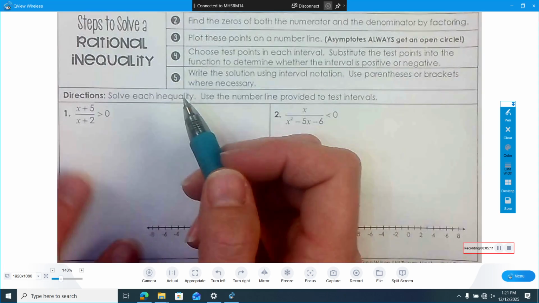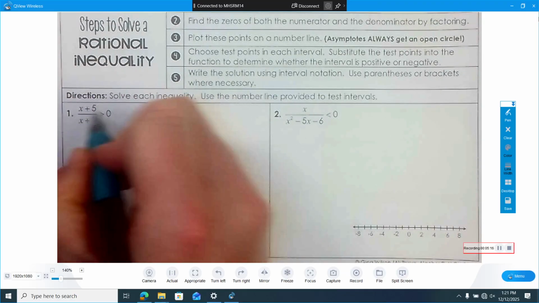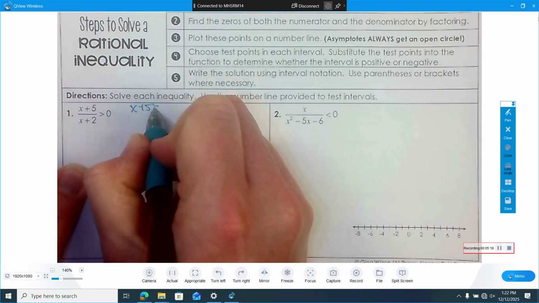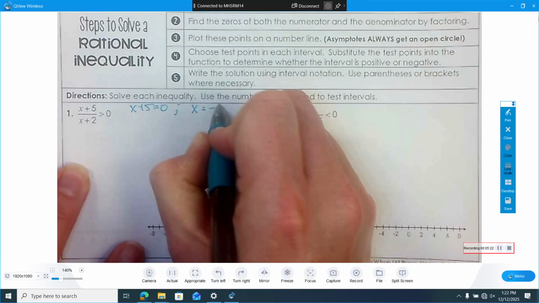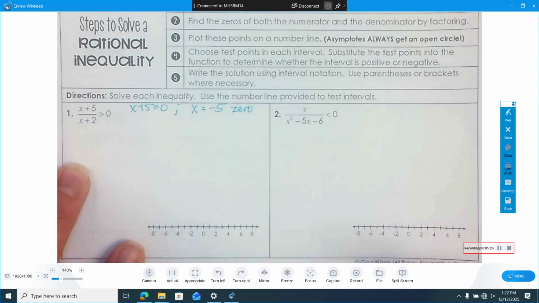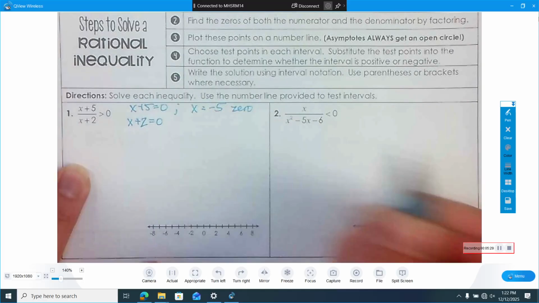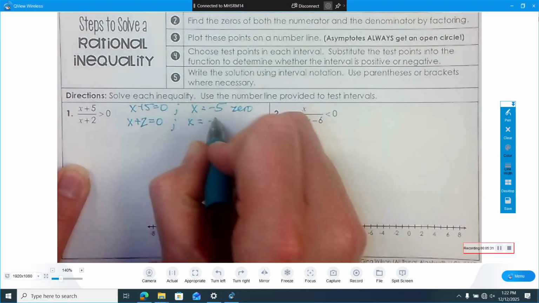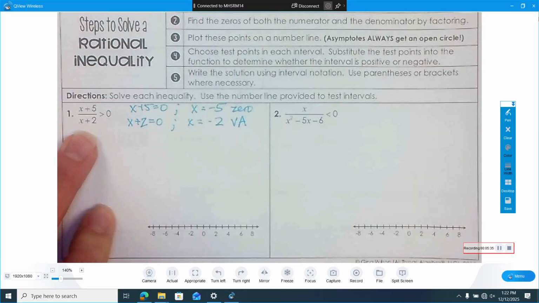So what we want to do is find the zeros of the numerator. So I would set x plus 5 equal to 0. What does x become? x equals negative 5. That's a 0. And I'm going to set the denominator equal to 0. And x equals negative 2. That is a vertical asymptote. So whatever comes from the denominator is our vertical asymptote.